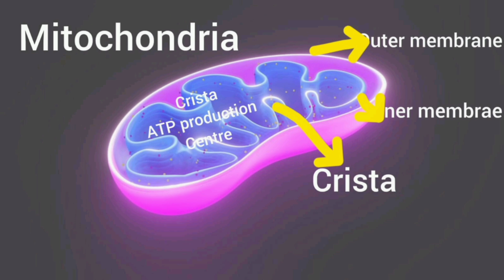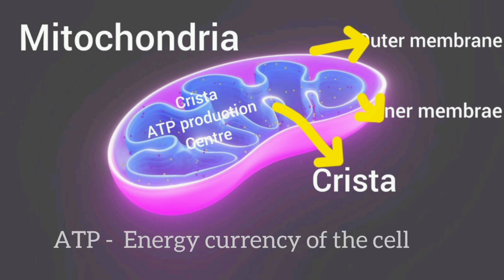These foldings, or cristae, are the places where important chemical reactions happen to produce ATP. ATP is adenosine triphosphate, and it is the energy currency of the cell, just like money is used to buy things. Cells use ATP to buy energy for building new molecules or performing mechanical work, etc.